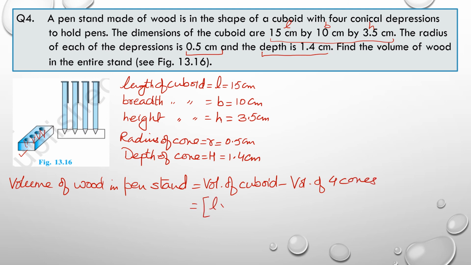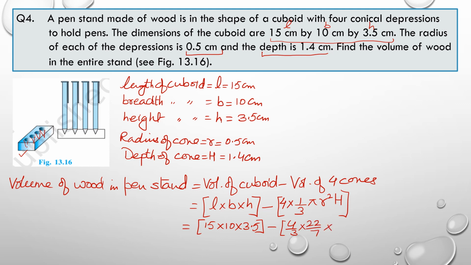The formula for the volume of a cuboid is length multiplied by breadth multiplied by height. For the cuboid, with the variables I used, small l, small b, small h, minus the volume of 4 cones. The formula for the volume of one cone is 1/3 pi r square h. I have given the height of the cone as capital H. Since there are 4 cones, it will be multiplied by 4. So now we will substitute the values. This is 15 into 10 into 3.5 minus 4 by 3 into 22 by 7, r square, that is 0.5 into 0.5, and capital H is 1.4.